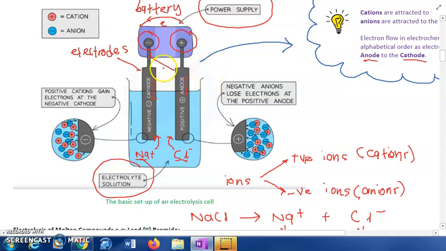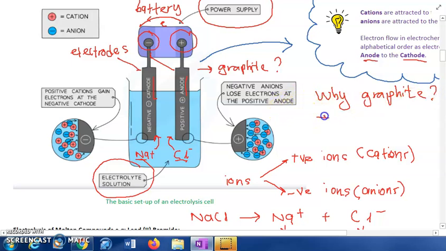Okay, now there will be one important question that I'm going to ask you. If you see in this diagram, there are two electrodes. Most of the time the electrodes are made from graphite. So the question here is, why graphite? Why are we using graphite and why are we not using any other metals? The reason is, number one, graphite is a good electrical conductor. You can conduct electricity well. And number two, graphite is inert. Now, inert means the electrode will not react with the solution.